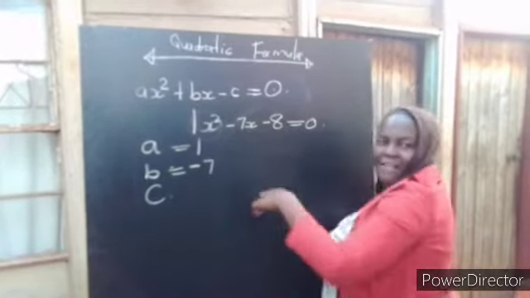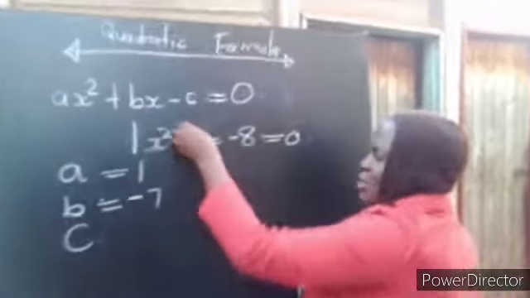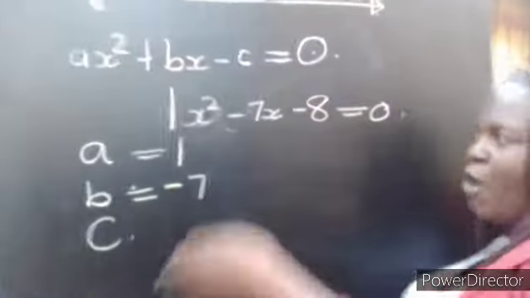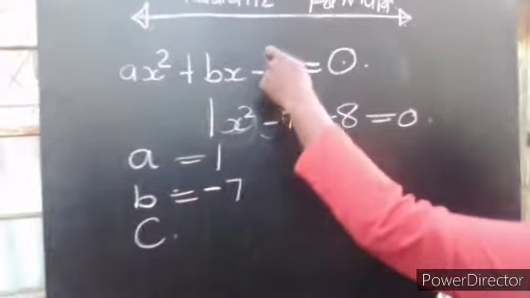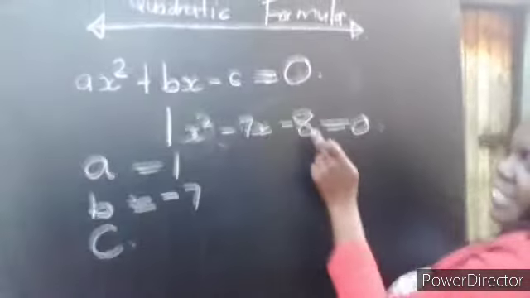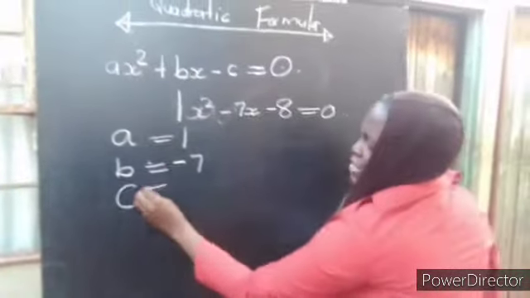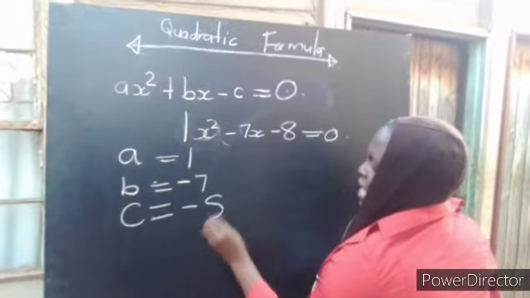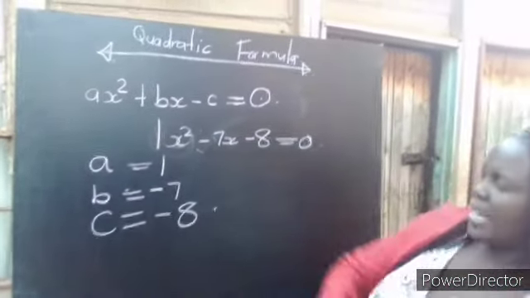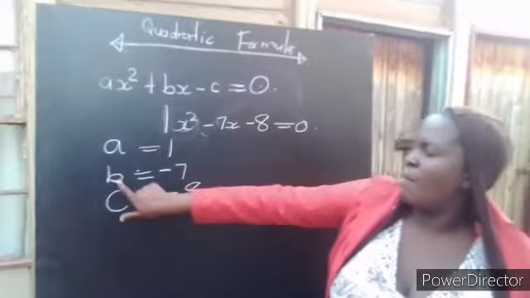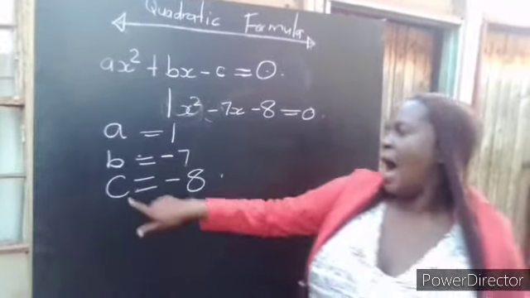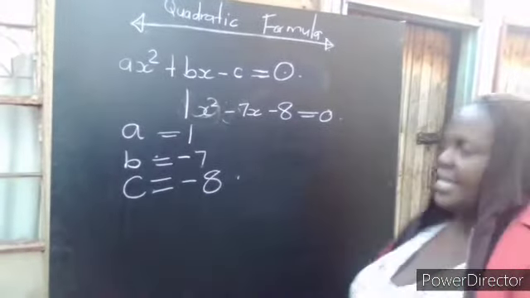Remember we said a number travels with its child, the sign before the number. Then the value of our c is this last number. So our c will be equal to minus 8. So now we know that our a is equal to 1, our b is equal to minus 7, our c is equal to minus 8.